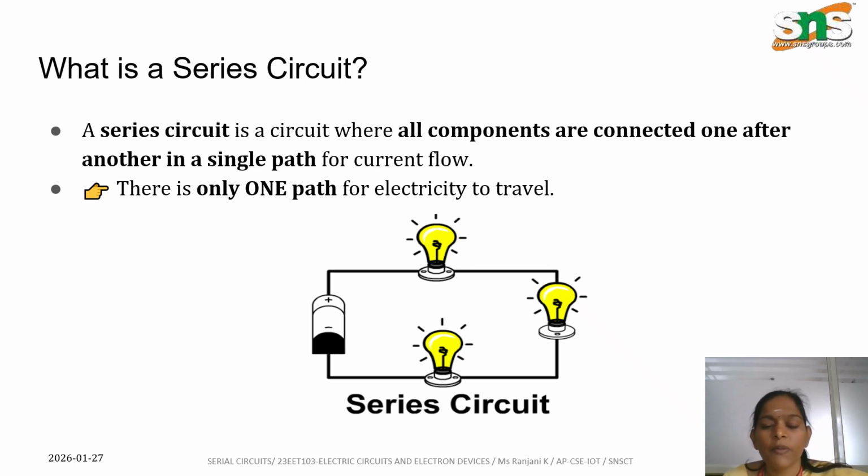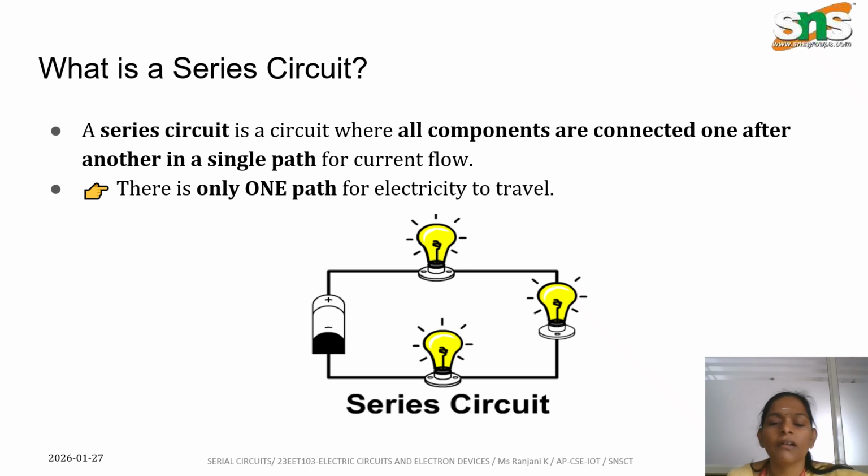Imagine a road where cars must travel. There is only one path of travel, so every car will travel one behind another. There is no shortcut and no exit. Similar to that, the current flows in the series circuit. The current flows only in a single direction. There is only one path for current flow. This is the basic definition of a series circuit.